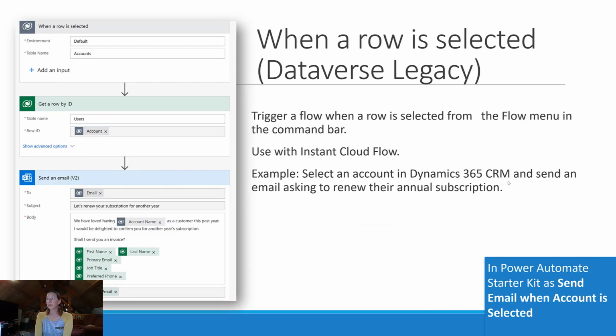And our 4th trigger is when a row is selected. This one is Dataverse Legacy right now. This is the one really big use case where you would want to utilize the Dataverse Legacy connector instead of Dataverse. This will allow you to trigger a flow when a row is selected from the flow menu in the command bar in Dynamics 365. So you have to use this with Instant Cloud Flow. A little example here is select an account in Dynamics 365 and send them an email asking them for a renewal.